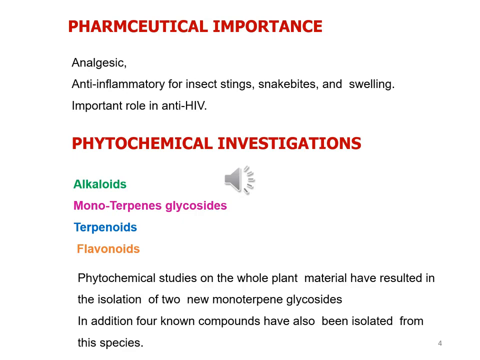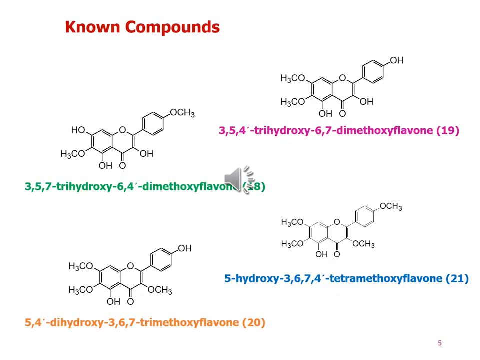Flavonoids are molecules which consist of polyhydroxyl groups in the aromatic ring system, and they are often soluble in organic solvents as well as in aqueous solutions. Phytochemical studies on the whole plant material have resulted in the isolation of two new monoterpene glycosides. In addition, four known compounds have also been isolated from this species. These are the known compounds which have been derived from Indigofera hetrantha. Let's see the linkage of substituents of these molecules as well as their sources, their pharmaceutical importance and solubility one by one.